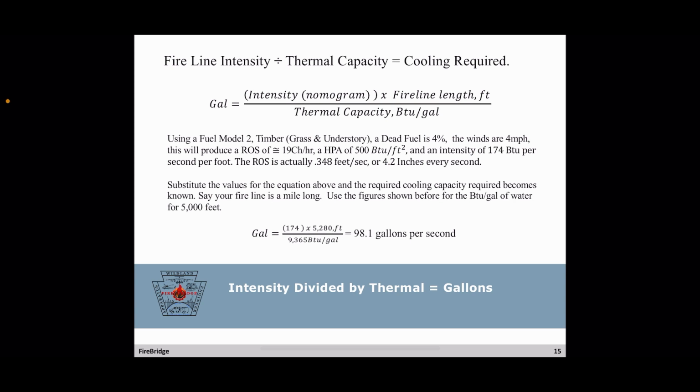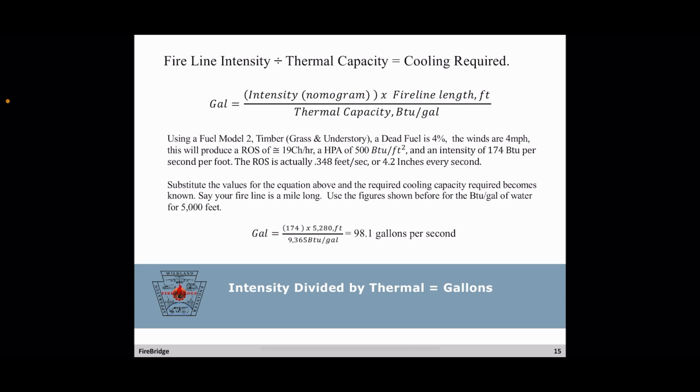A heat per unit area of 500 BTU per square foot and an intensity of 174 BTU per second per foot is generated. So the rate of spread is actually 0.348 feet per second, and if you take that 0.348 multiplied by 12, you get 4.2 inches. So basically the width of the palm of your hand, or thereabout, every second is what's being burned on the ground. So substitute the values for the equation above, and the required cooling capacity becomes known.